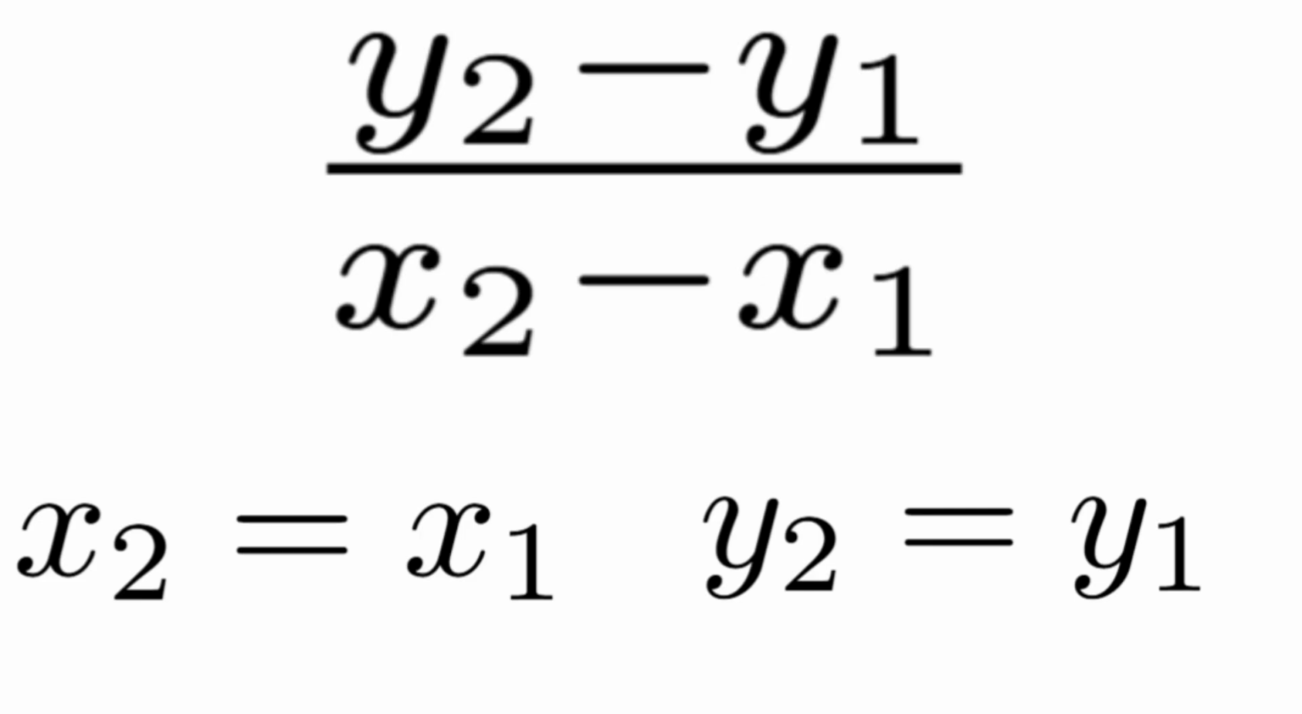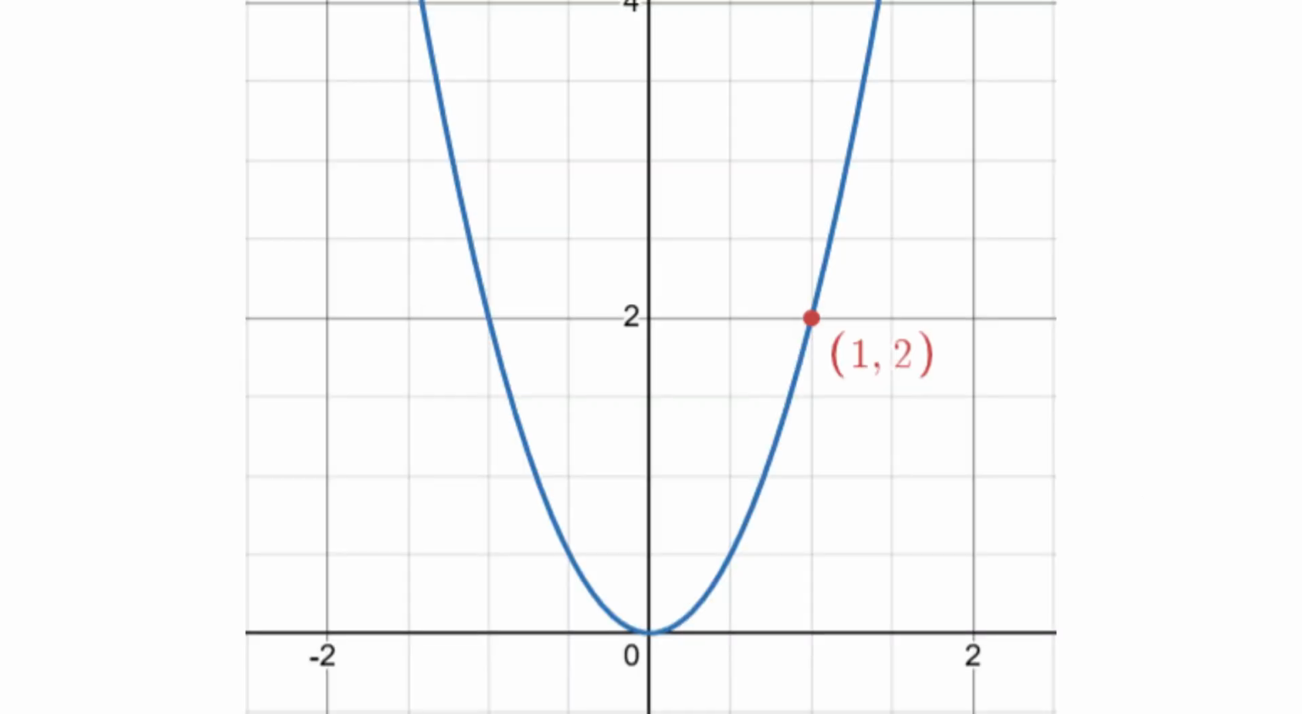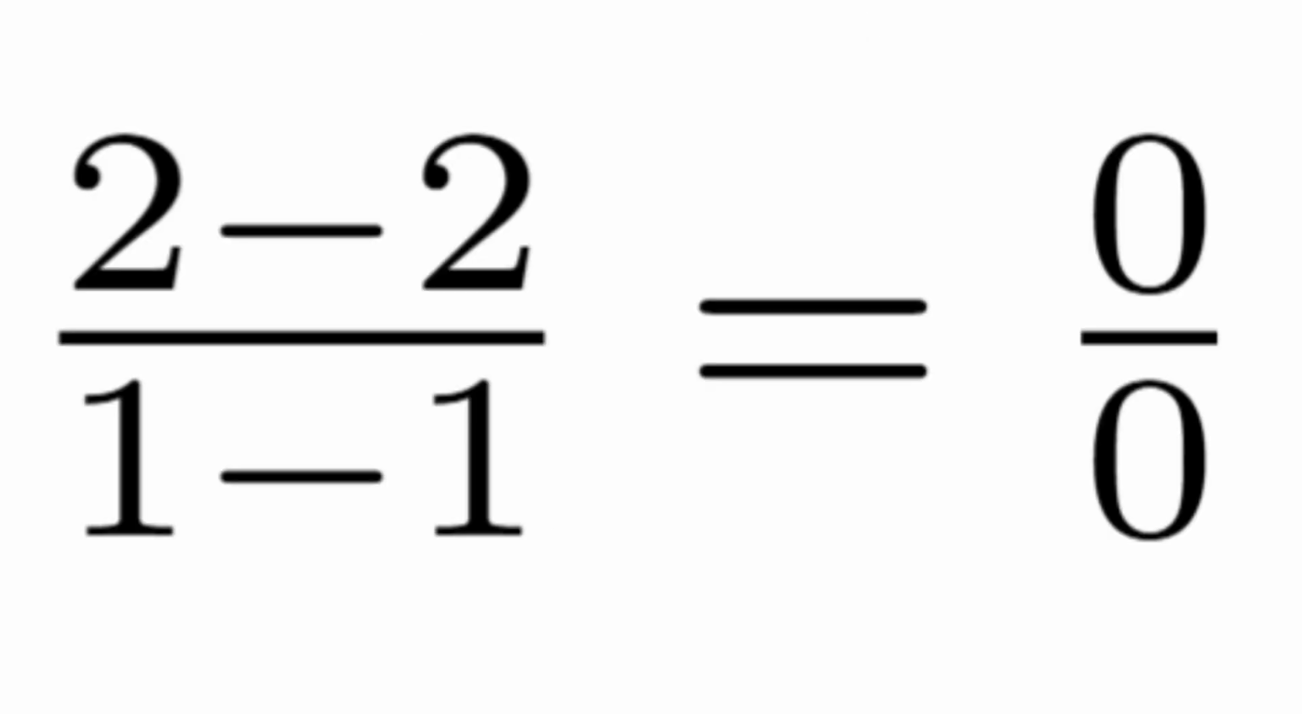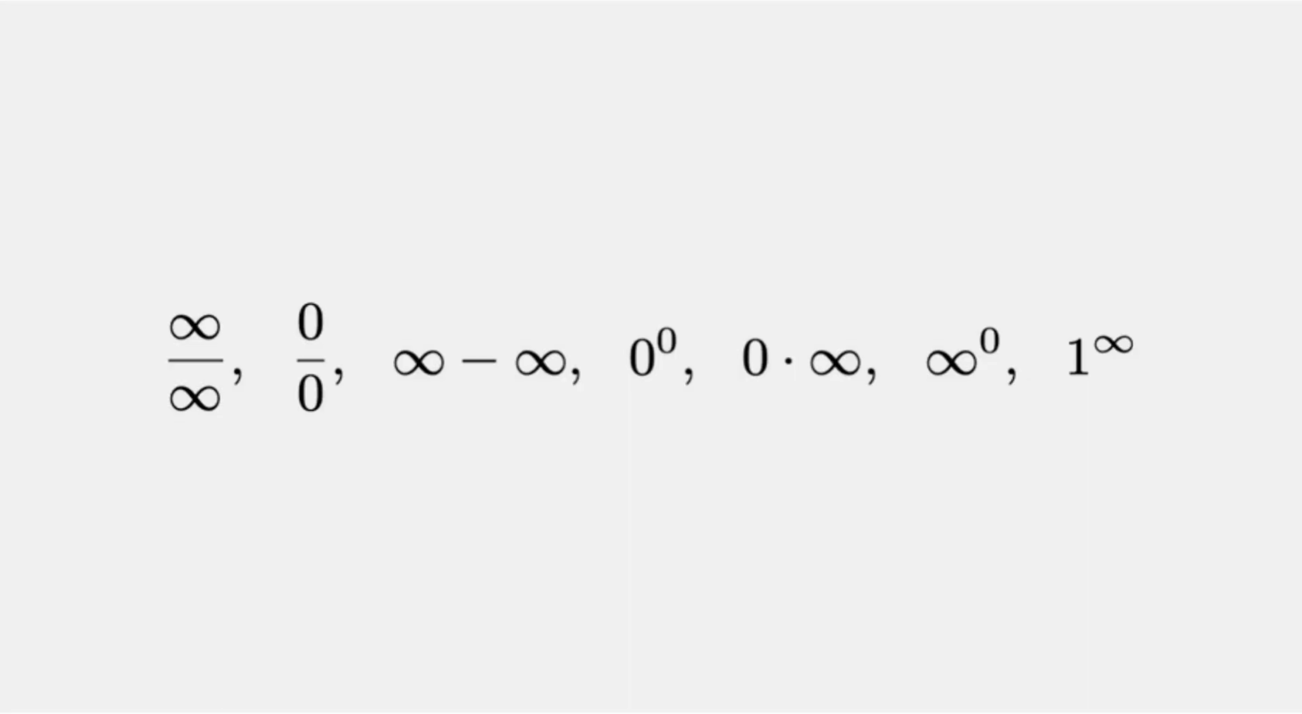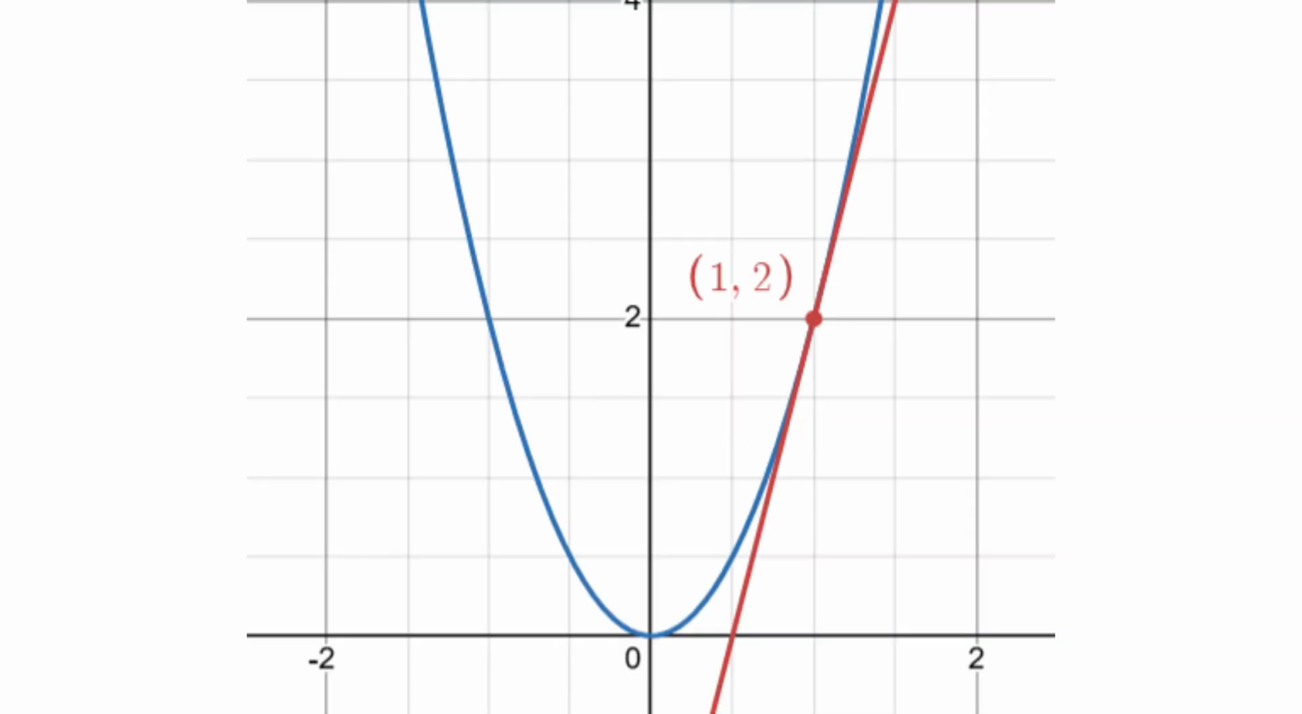Let's try it on this point here, (1, 2), on the function 2x squared. We plug it into our formula, and what's that? 0 divided by 0, indeterminate form. This doesn't mean our slope doesn't exist, just we need to adjust the formula. As you might already see, the tangent is clearly there. In fact, you could draw it.